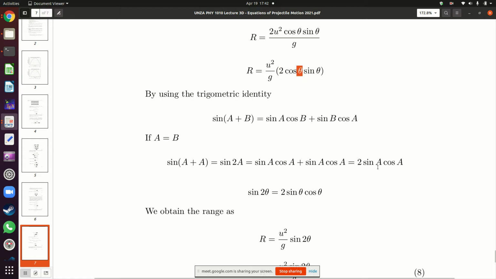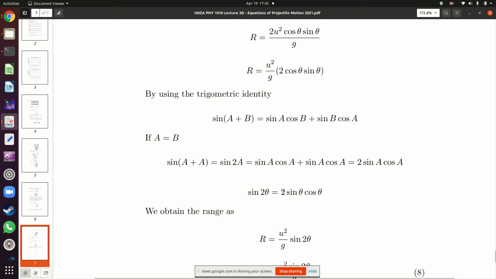So for this expression, if we replace the a with theta, we end up with 2 sine theta cos theta, and that's going to be equal to this expression here, which is equal to 2a. So this 2a now is going to become sine 2 theta. So you end up with sine 2 theta equals 2 sine theta cos theta.